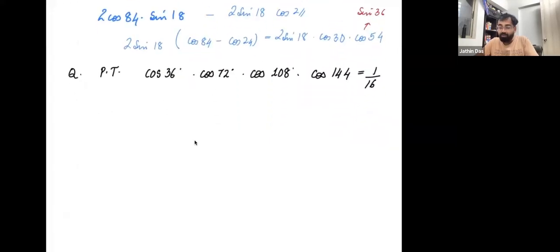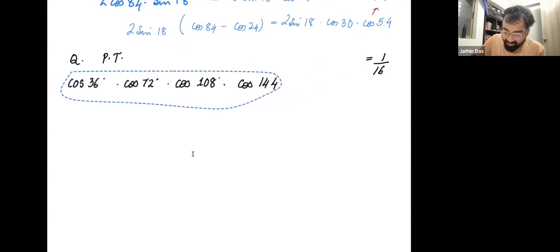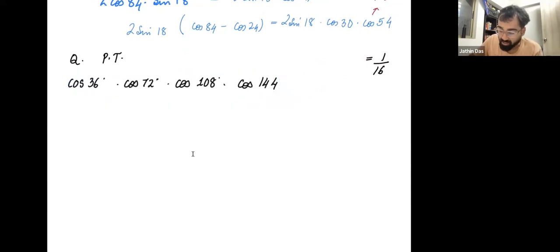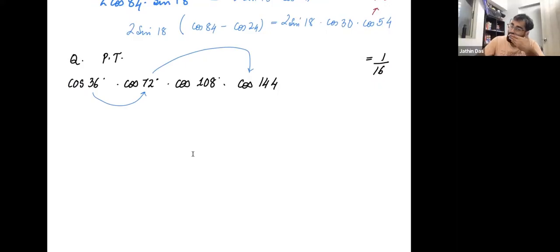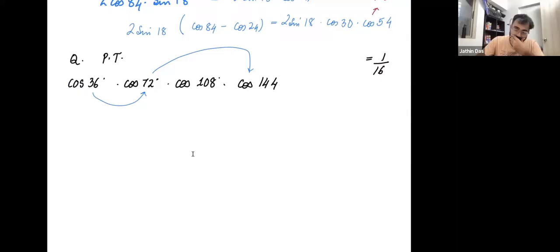Okay. Now, this, how will you do it? Is it the cosine series? First, identify: is it the cosine series? 36 doubles are, this one's double is here. Yes, but 108. So what will you do with 108? I'll keep it aside for now. Think.